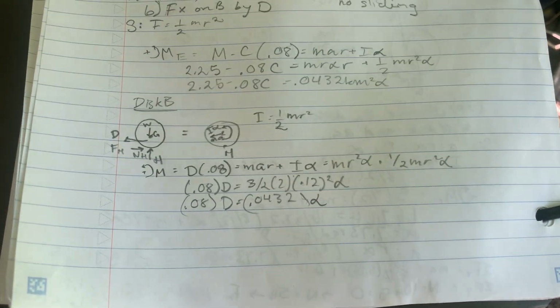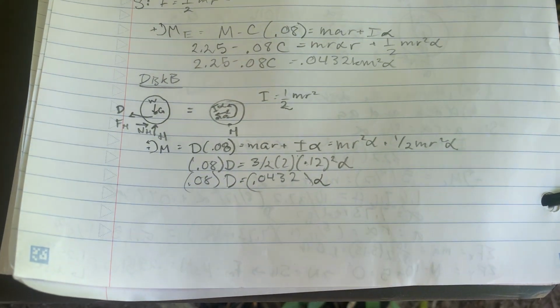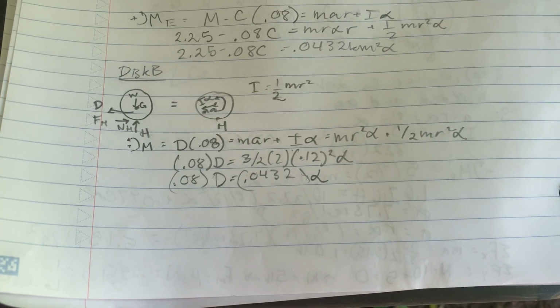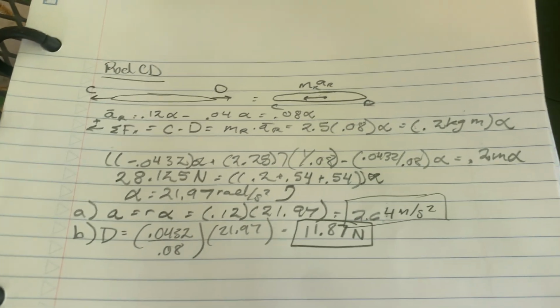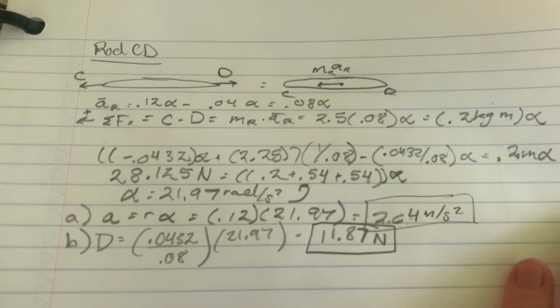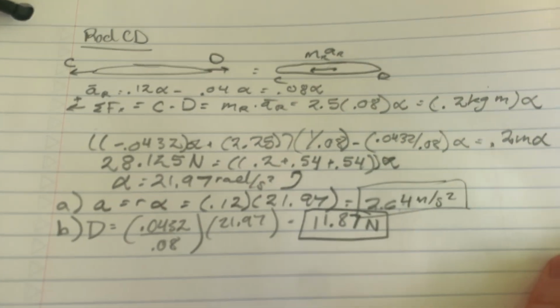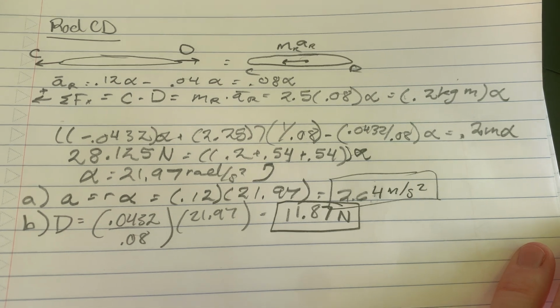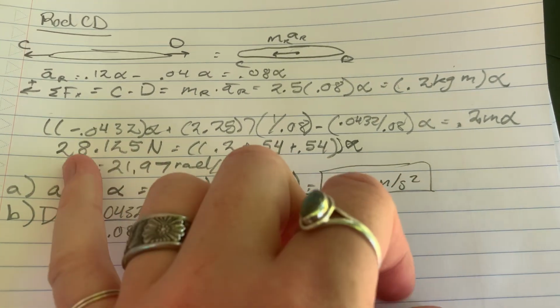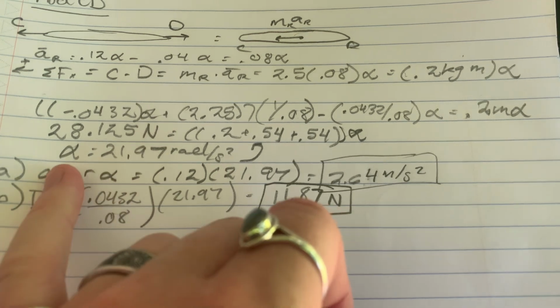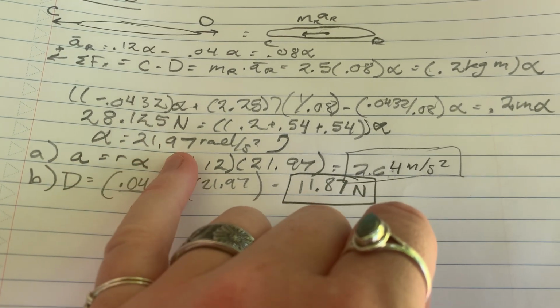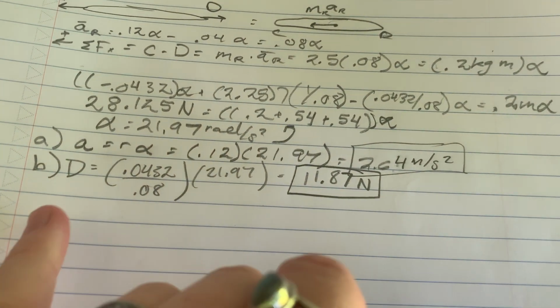So this is kind of like leaving in the general form of the equation, so we can plug them into each other. We do the same thing for B, and then we write an equation for the sum of forces in the x direction, with the positive direction being to the left, and then we're able to plug those equations back into each other right here, and get that alpha equals 21.97 radians per second squared in the counterclockwise direction.